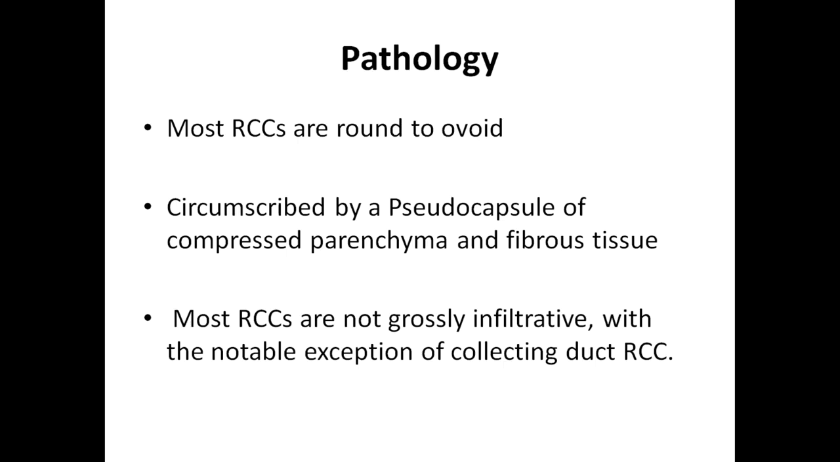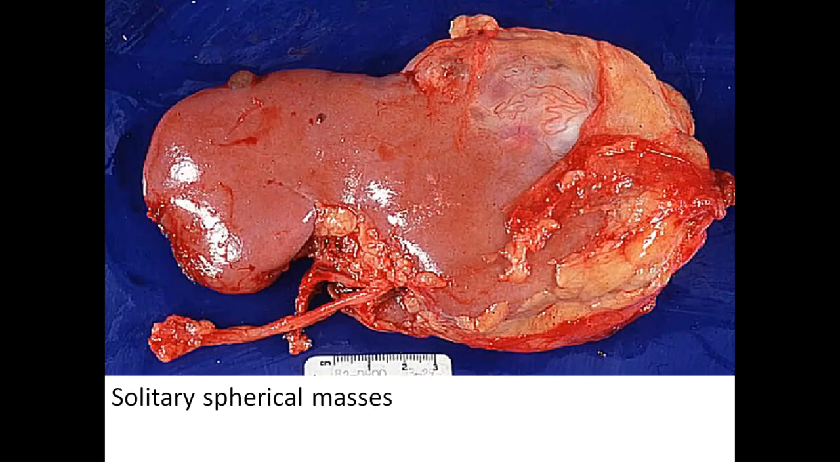Pathologically, most renal cell carcinomas are round or ovoid, circumscribed by a pseudocapsule of compressed parenchyma and fibrous tissue. Pseudocapsule is quite common in renal cell carcinomas. Most renal cell carcinomas are not grossly infiltrative, with a notable exception being collecting duct renal cell carcinoma, where it can have a high chance of infiltration.